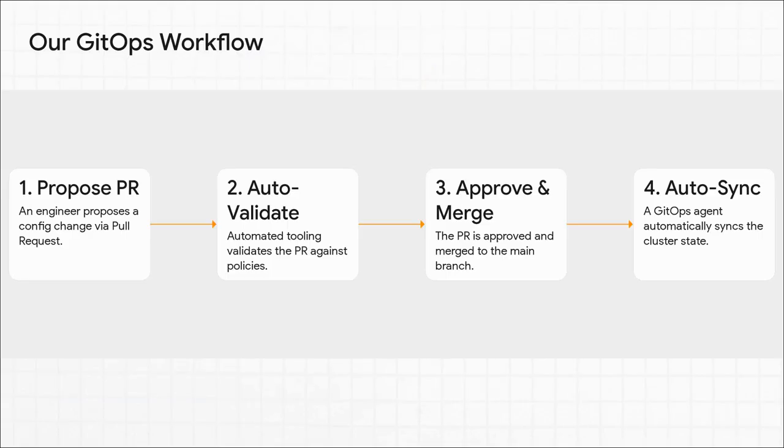And this new workflow they built is just chef's kiss. Any change, doesn't matter if it's a tiny traffic rule or a major Istio setting, it has to start as a pull request. That PR then gets hammered by automated validation tools, checking it against all their policies. Only after it passes all the checks and gets a thumbs up from another human is it merged. And from there, a GitOps agent inside the cluster just picks it up and makes it so. The big takeaway? No more manual kubectl apply. Everything is audited, validated, and completely automated.